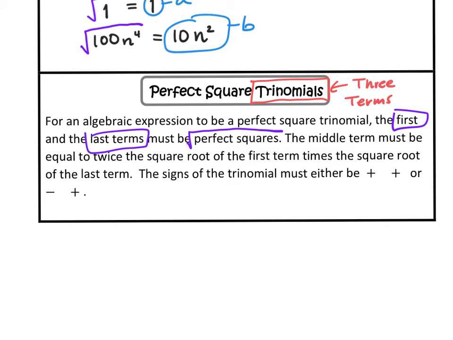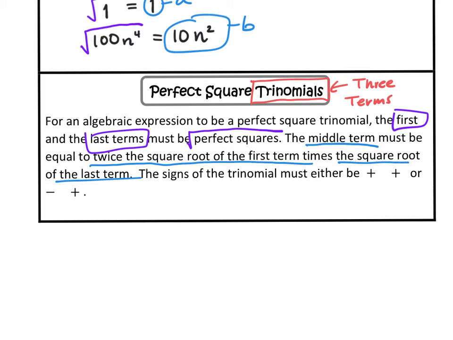Okay. And remember, when we would take the square roots, we would call them a and b. So to simplify what's happening right here in the middle, let me use blue. Middle term. For the middle term, we want to make sure that it's twice the square root of the first term times the square root of the last term.